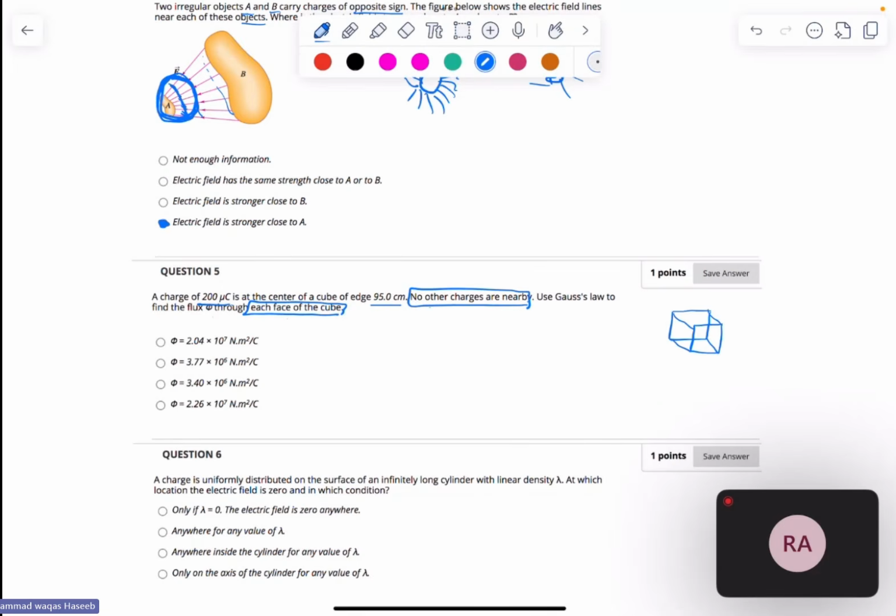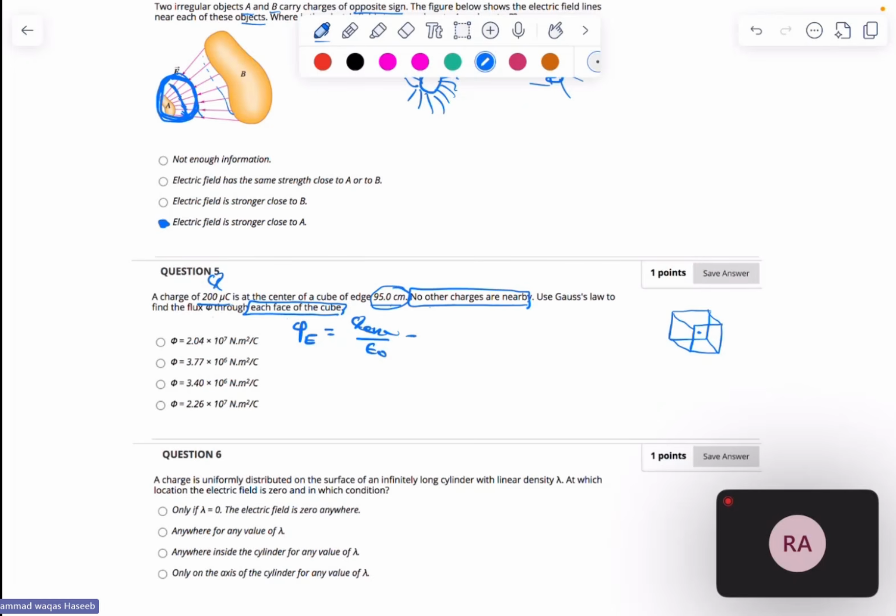Okay. So at the center of the cube, there is a charge which is Q, that is 200 microcoulomb. And the edges of the cube are 90 centimeter long, and there is no other charge nearby. Then we use Gauss law. So Gauss law says that phi, the electric flux, is Q enclosed divided by epsilon naught. This is the Gauss law.